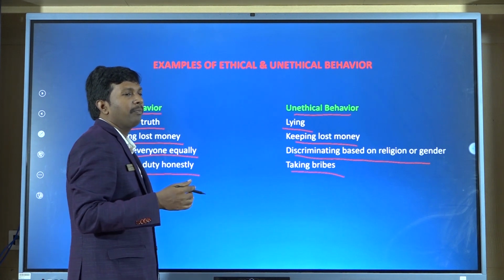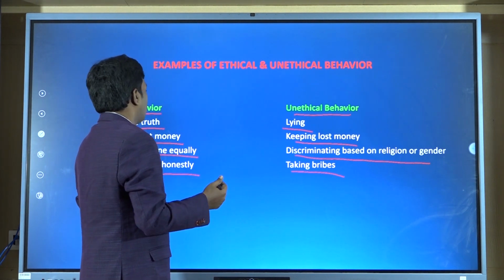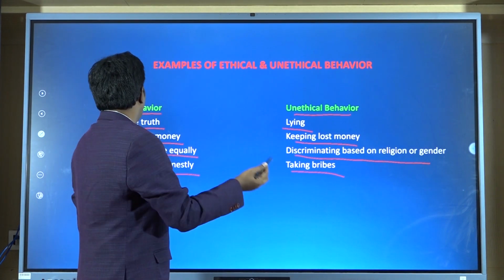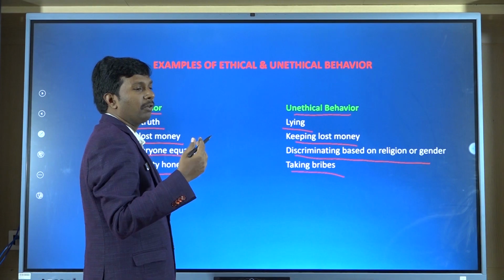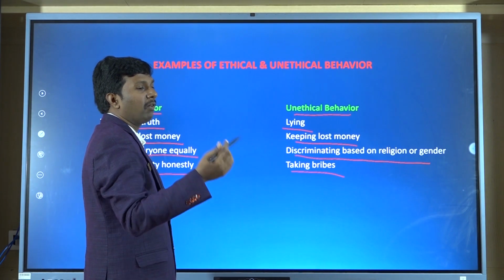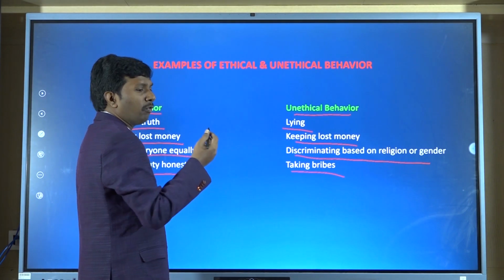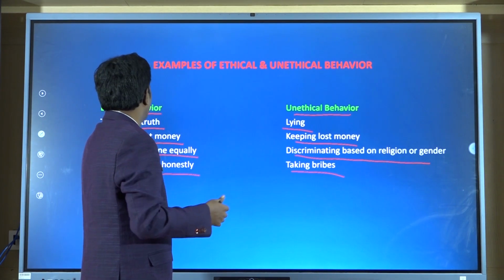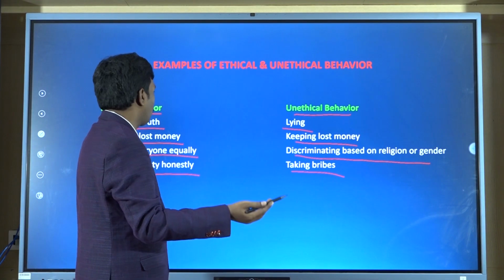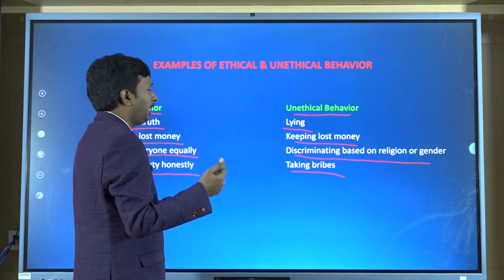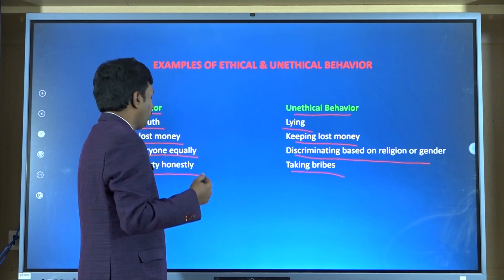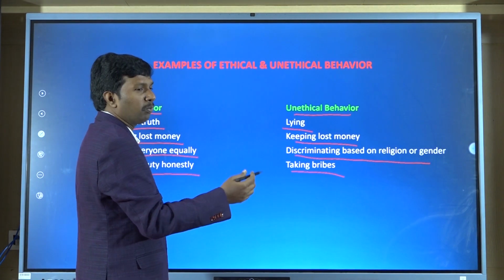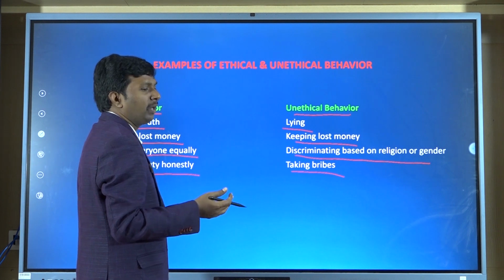We see in news channels that many people take bribes when they want to do any work. Whatever job profession we are in, or in our daily life, we have to follow ethical behavior. We should not follow unethical behavior. We have to always tell the truth, treat people equally, and behave honestly in society. These are examples of ethical and unethical behavior.